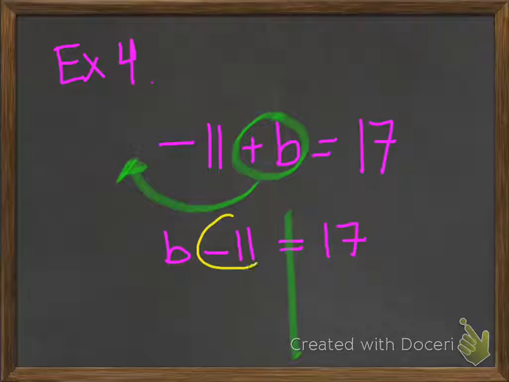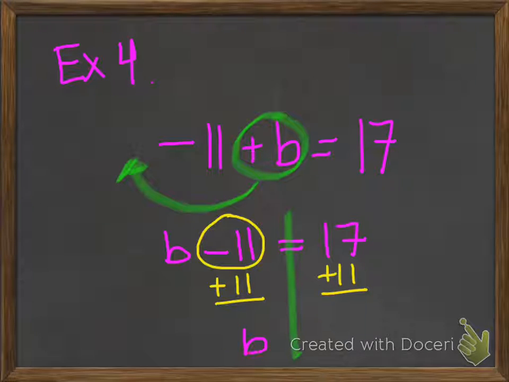I see that I have minus 11. Well, the opposite of subtracting 11 would be to add 11, so I'm going to go ahead and add 11 to both sides. When I add 11 to both sides, I'm going to see what I get. And so for my final answer, I get b equals 28.